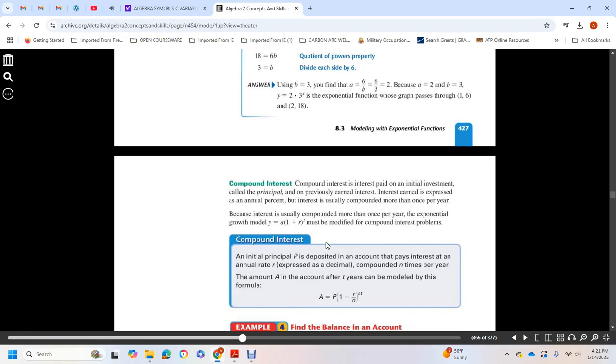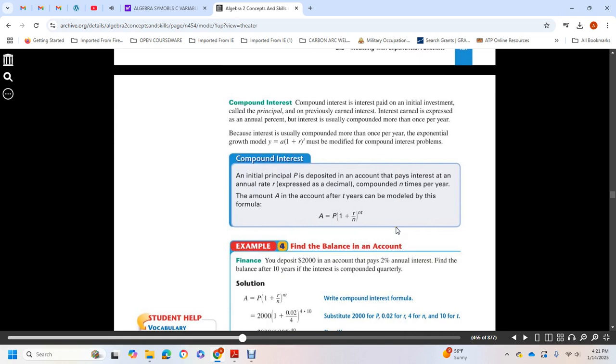Compound interest is interest paid on the initial investment, called the principal, and on the previously earned interest. It is expressed as an annual percentage. Interest is usually compounded more than once per year. Because of this, the exponential growth equation y equals a times 1 plus r to the t must be modified for compound interest problems.